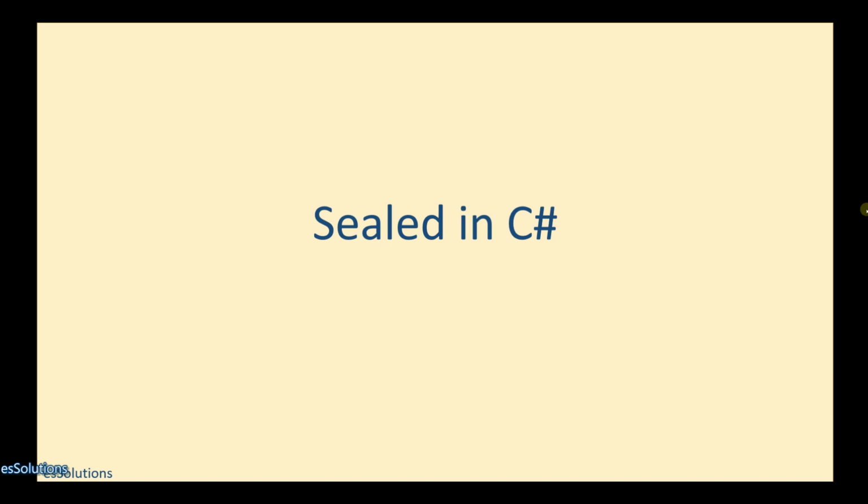Previously, we had looked at the virtual and abstract keywords in C#, and we saw that both of them were in regards to inheritance. We saw the differences between them: virtual makes it optional to override, while abstract enforces that you must override the implementation in the base class. Today we will look at the sealed type in C#. So let's get to it.